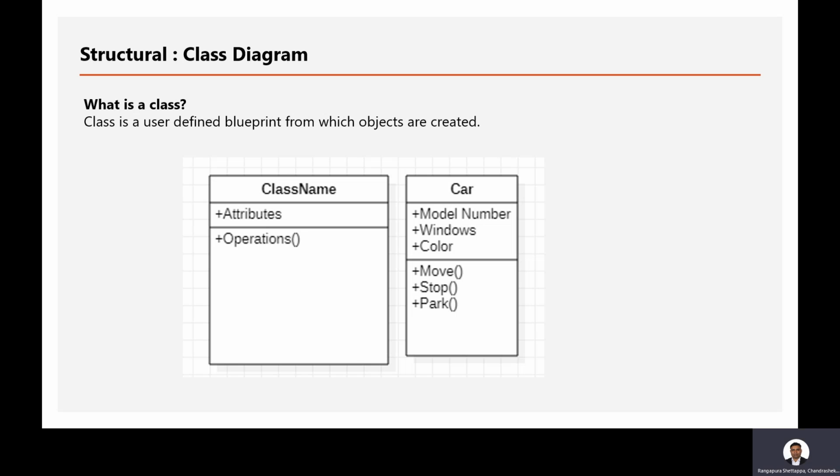A class has a class name. For example, in this case, car is the class name. Attributes or properties hold the data of the actual object, an instance of a class. Model number, window, color, these are all called attributes. And operations are represented with the notation of brackets here, which perform some action and include some logic. They are move, stop, park, and so on.